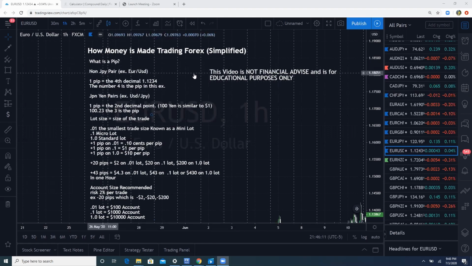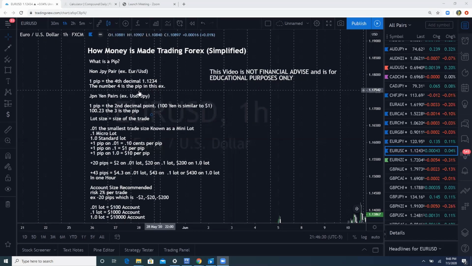So a pip on a non-Japanese yen pair, like for example, Euro USD, a pip is the fourth decimal point. So, if we use this price example, $1.1234, the 4 would be the pip value in this example.